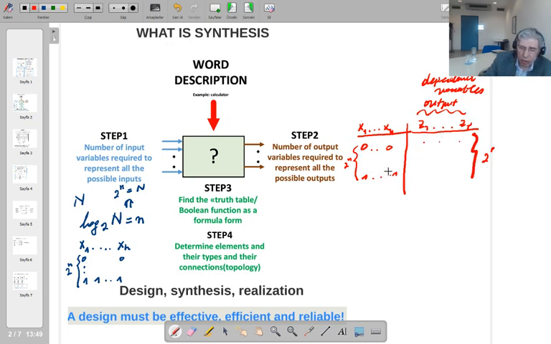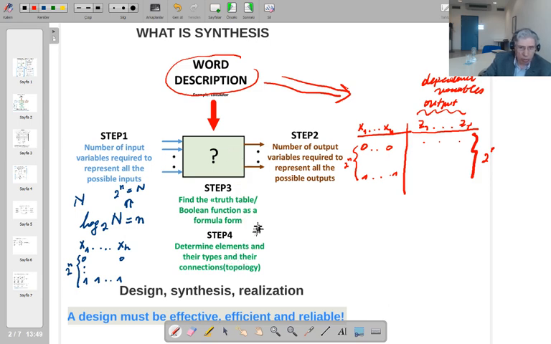This table shows us p number of Boolean functions truth table. These are the truth table. So by using the word description, I can find out this truth table. Once we found the truth table, the third step is that we are going to determine the element types and their connections.